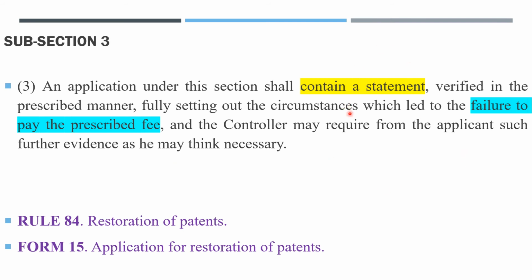After getting the statement, if the controller is not satisfied with it, then he may require from the applicant some further evidence. I hope it is pretty clear now. The relevant rule is rule number 84, as I said earlier, and rule 84 is restoration of patents. The application is made via form number 15 that we already discussed, and form number 15 is application for restoration of patents.